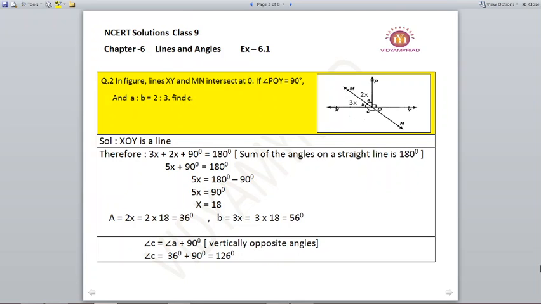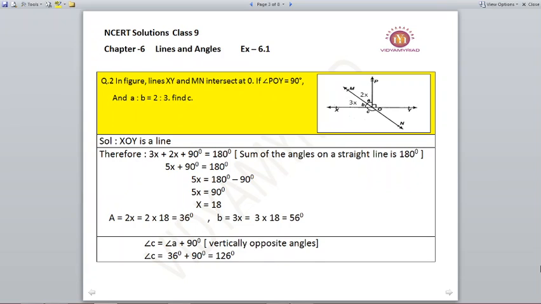XOY is a line and POY is 90 degrees, which means XOP will also be equal to 90 degrees. All the angles formed on a straight line have a sum equal to 180 degrees. So 3x plus 2x plus 90 is equal to 180. We can easily find the value of x, which comes out to be 18 degrees. Now a will be 2 into 18, which is 36, and b will be 3 into 18, which will be 54. Now we have to find angle c.